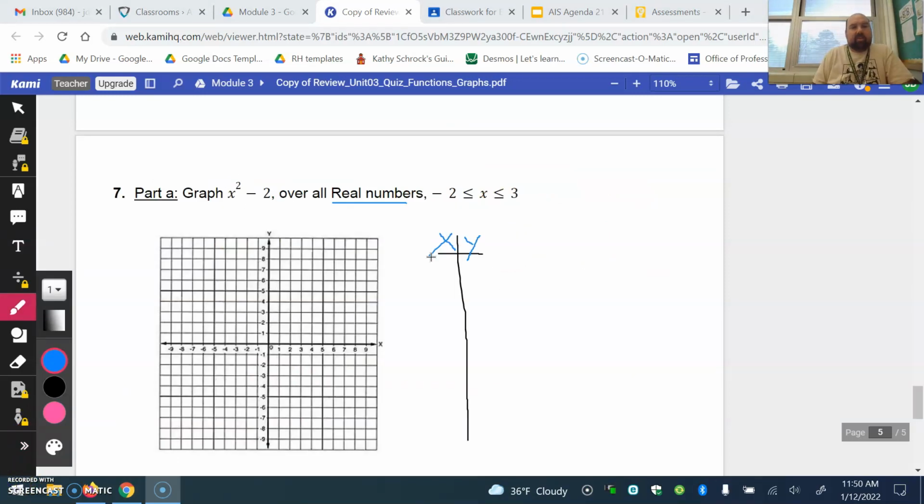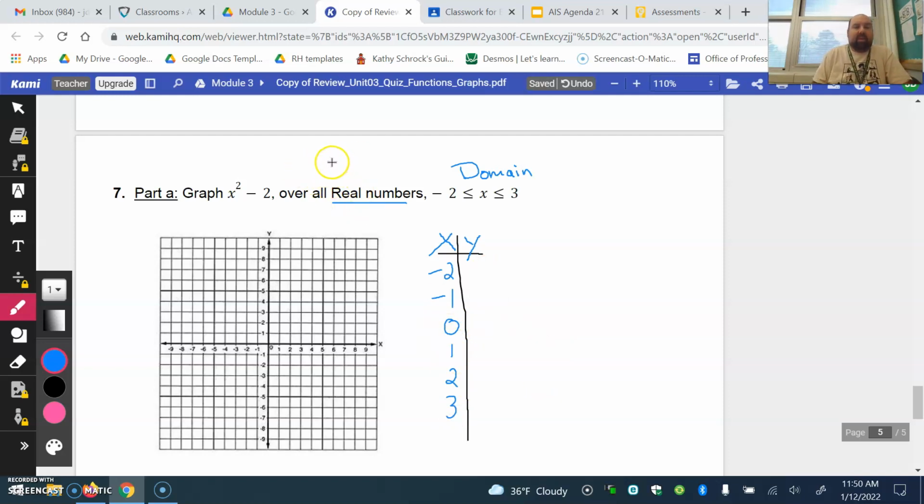Okay, question 7. Graph x squared minus 2 over all real numbers from -2 less than x. So they're giving us the domain, and we have to find the range, the y values. X is between -2 and 3. So I'm going to write these numbers down: -2, -1, 0, 1, 2, 3. Yes, I already created a table. Look at that, I always do that.